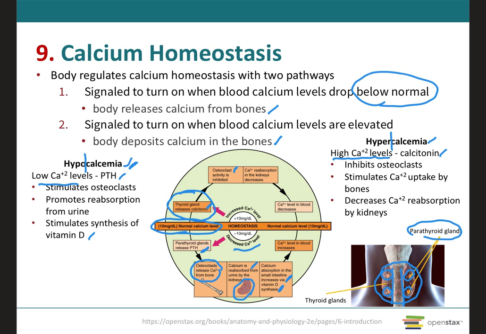So there is an inhibition of the osteoclasts, but there is an activation of the osteoblasts in hypercalcemia. In addition, it will also decrease reabsorption of calcium by the kidneys, and all of these actions will lower the levels of calcium. When blood calcium levels return to normal again, then the thyroid gland stops secreting calcitonin, and therefore everything goes back to normal.